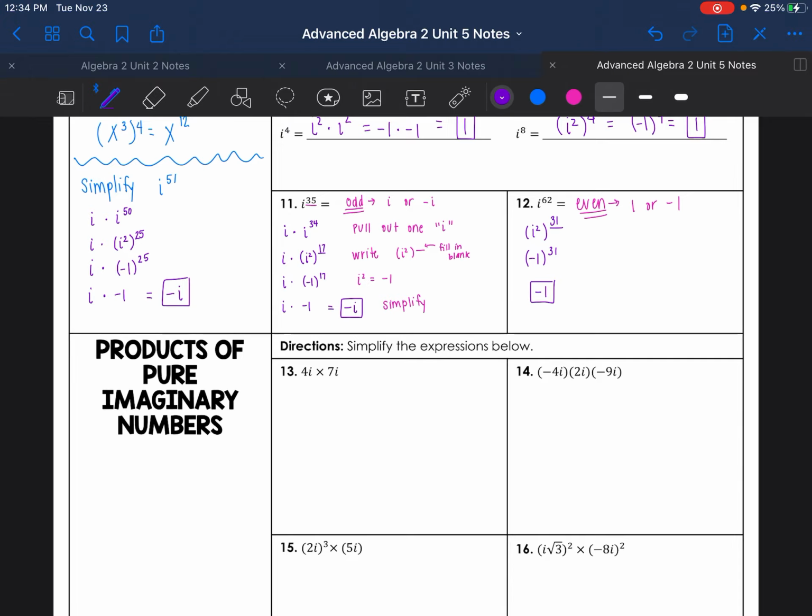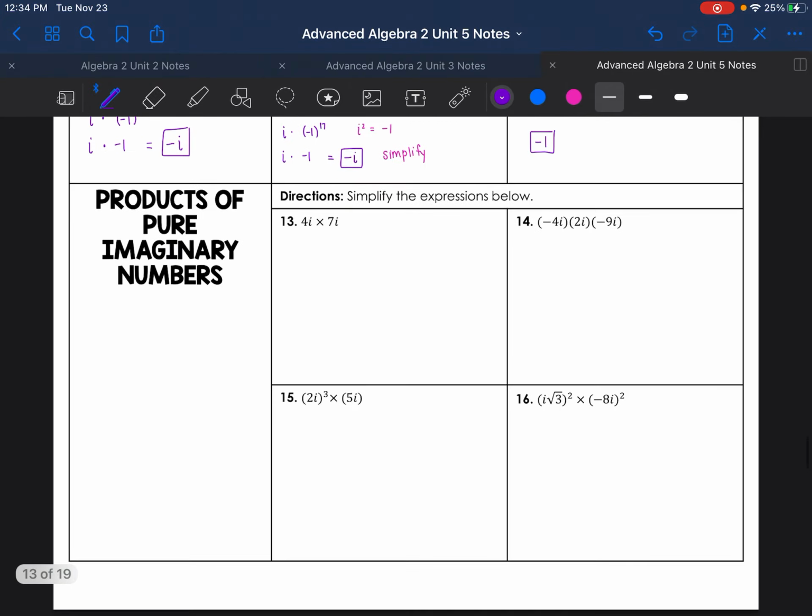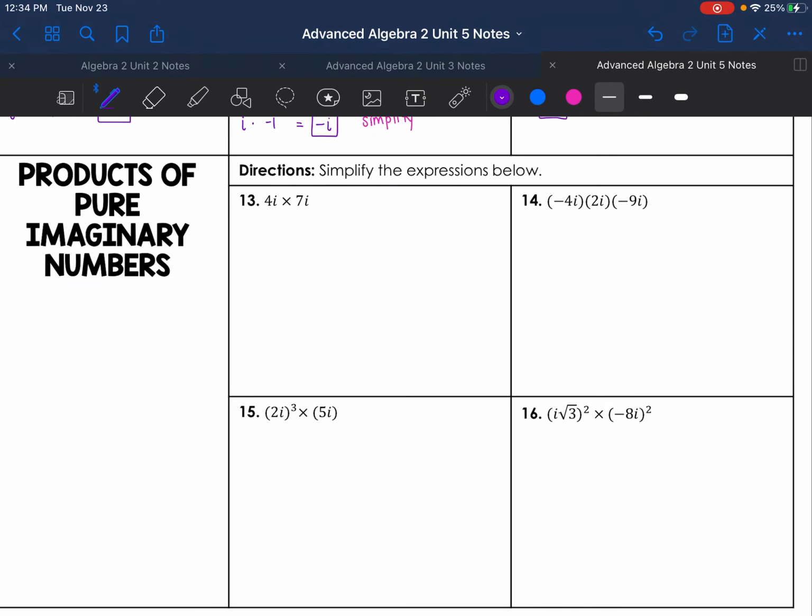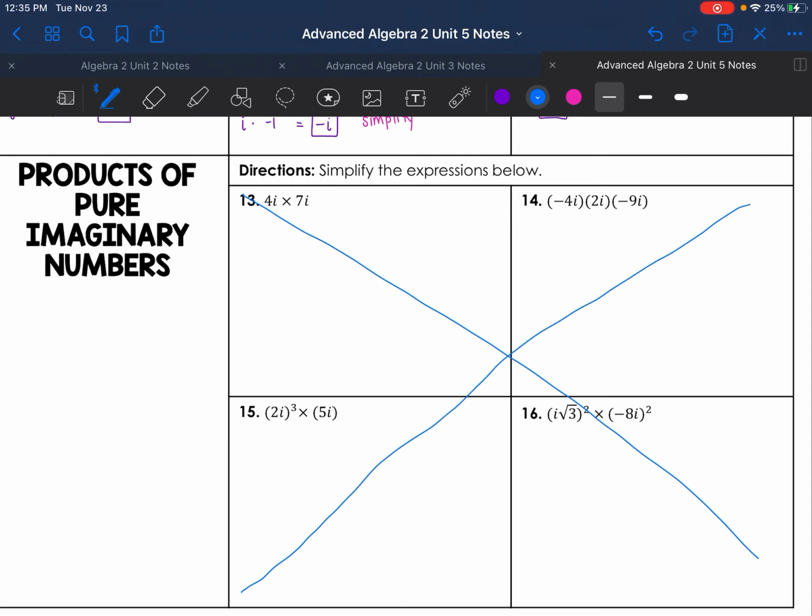All right, let's go down to just a few more examples. On these, we're just multiplying numbers that have i in them. And actually, I take that back. We're just going to skip these last ones. That probably makes you happy. Just skip those. I'll make sure there's not any of those on the test.